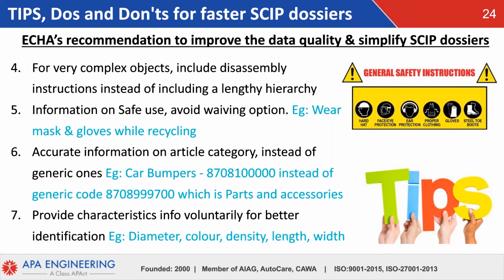Sixth, select the article category as close as possible instead of the generic ones. Example, for car bumpers, the first code is a specific code instead of a generic code that is parts and accessories, the second code. Seventh, provide additional optional characteristics, even though those are not mandatory, but it is recommended to have those entered for better identification, such as diameter, color, density, length, width, height, etc. Next slide.